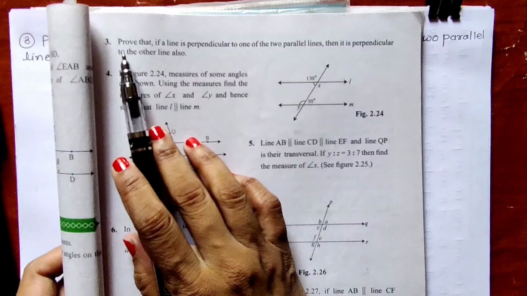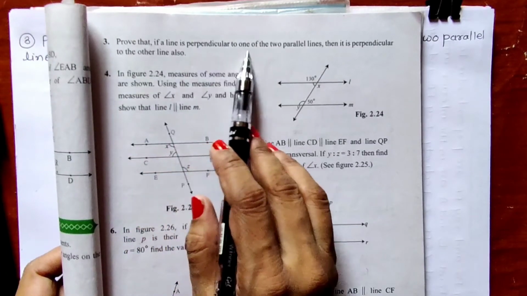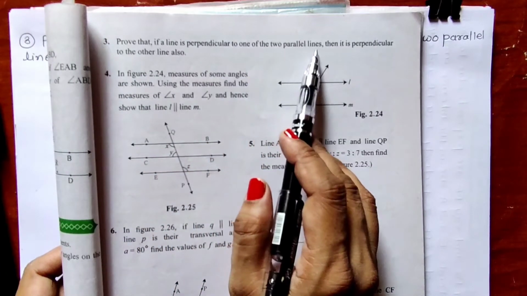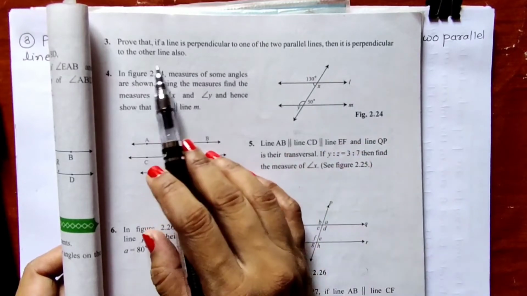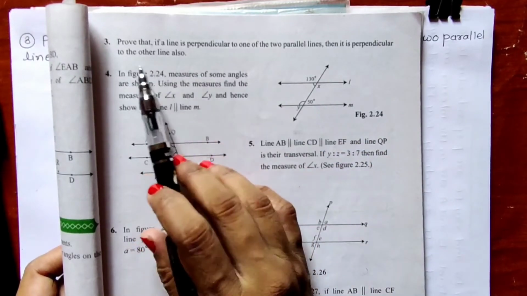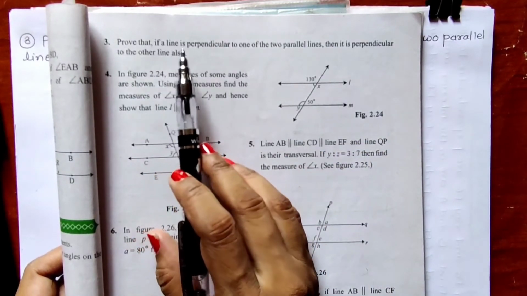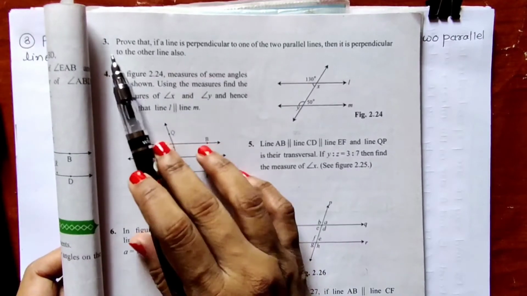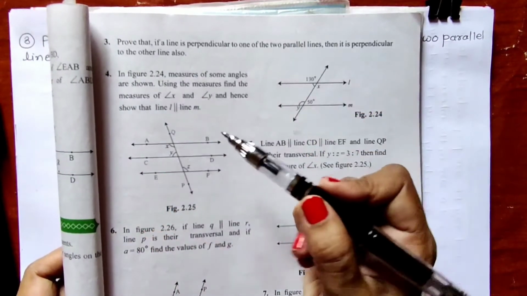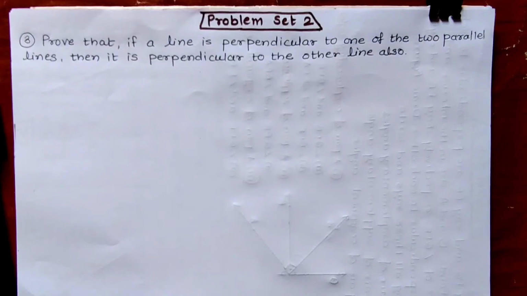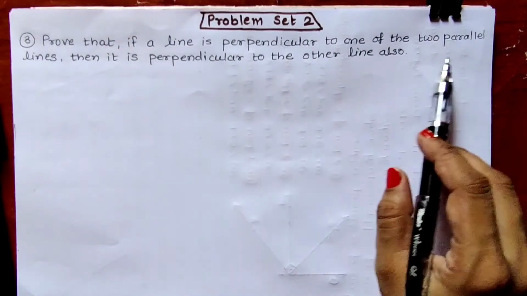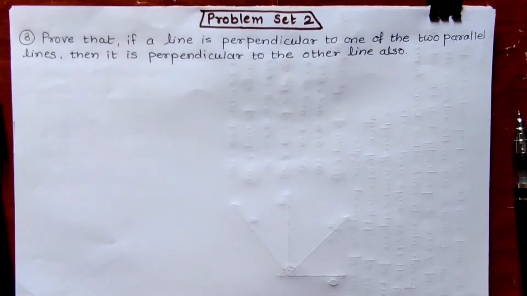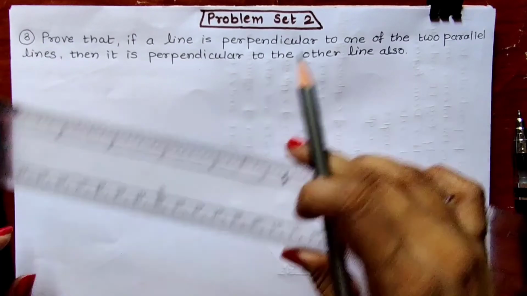Now let us go on to this third question. Prove that if a line is perpendicular to one of the two parallel lines, then it is perpendicular to the other line also. We have to prove, that means we will have to write given and to prove. Diagram is not given, so we will have to draw the diagram also. So let us see. Two parallel lines are given, so we will have to draw two parallel lines first.